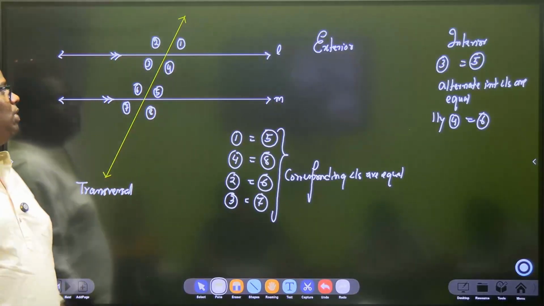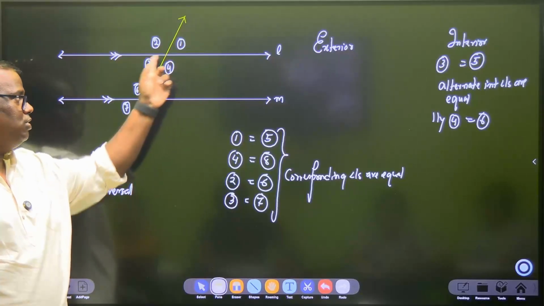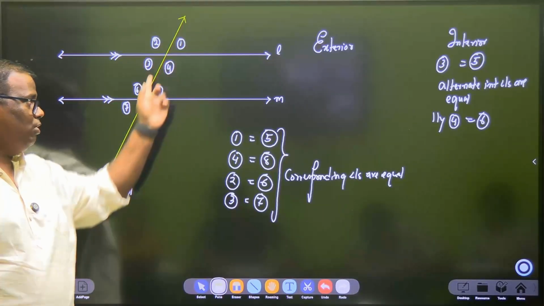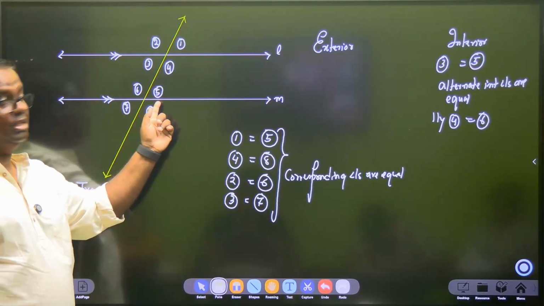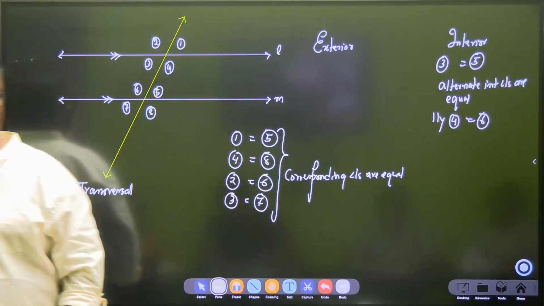Okay. So what do I say? I say 1 is equal to 5. 1 is also equal to 3 by vertically opposite. 1 equal to 5, 1 equal to 3, which means 3 should be equal to 5. That's how the alternate interior angle concept comes. Is it clear now? Okay.